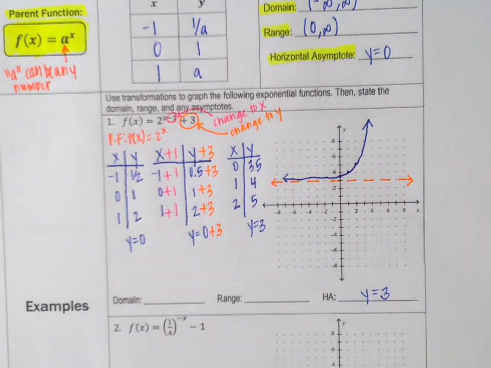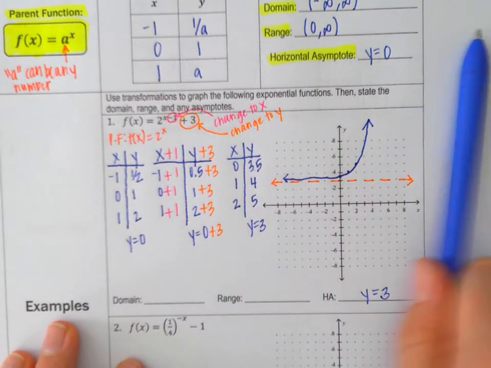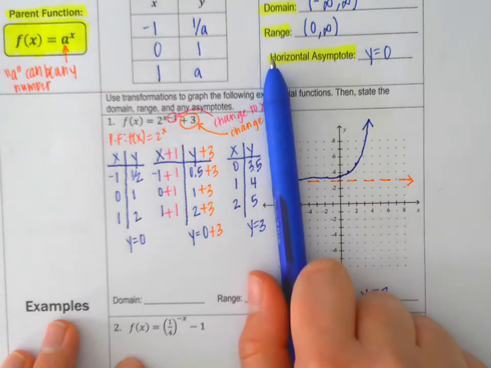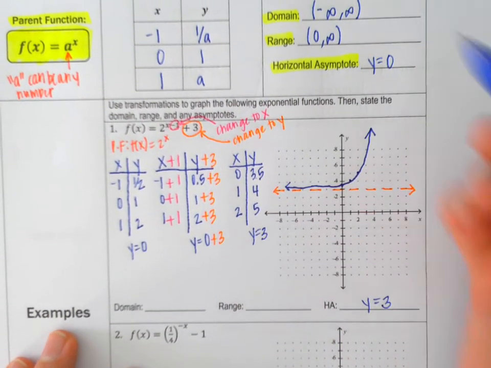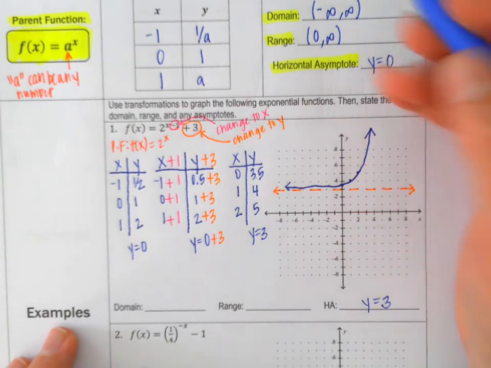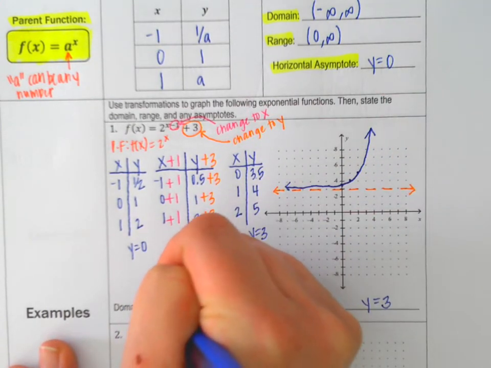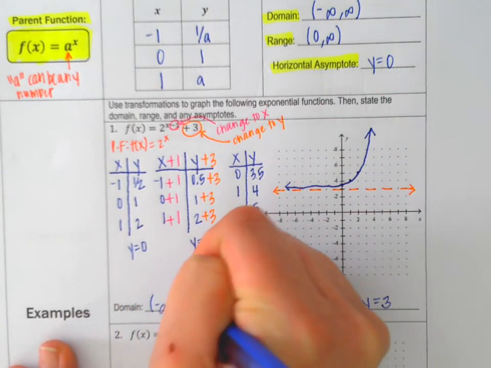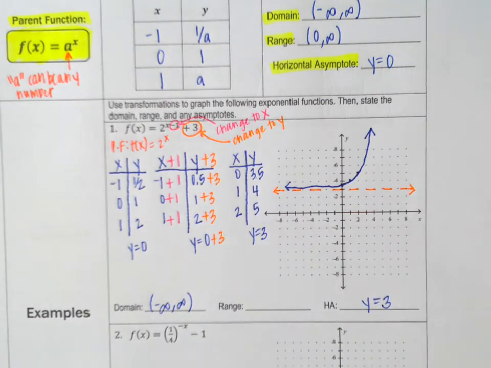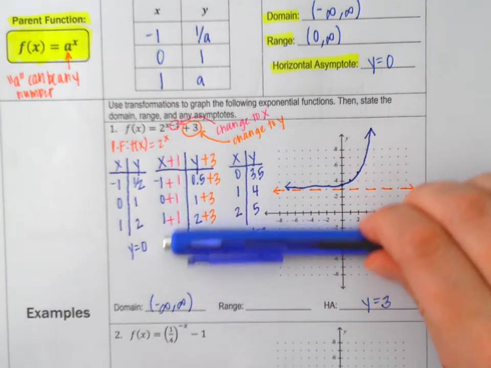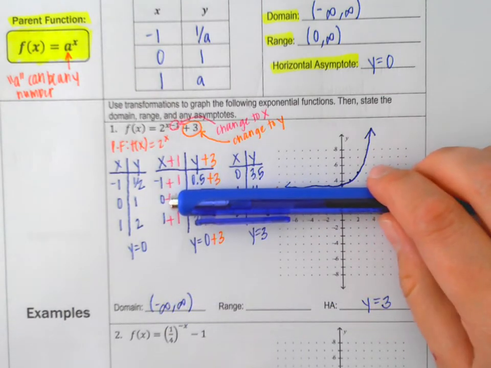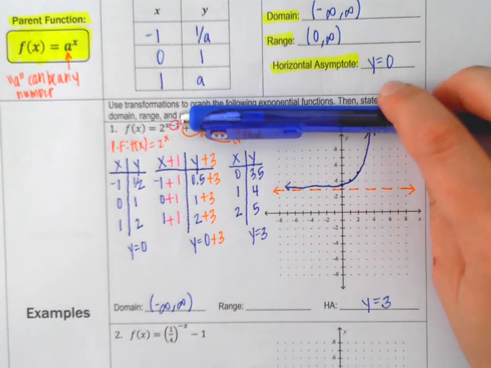So the domain is always from left to right. Left to right, it's going from -infinity to +infinity. The domain is never going to change. It's always going to be all real numbers. And then the range is bottom to top. We go from lowest, there's nothing. It starts at 3, but it doesn't hit 3, and then it goes up for infinity.